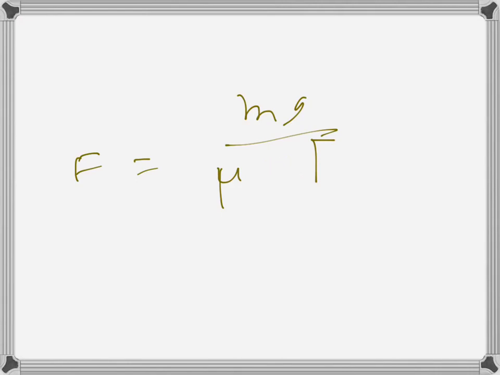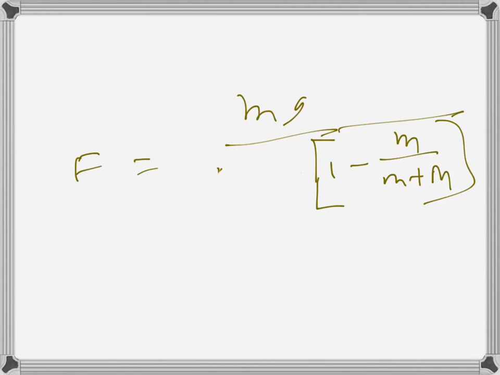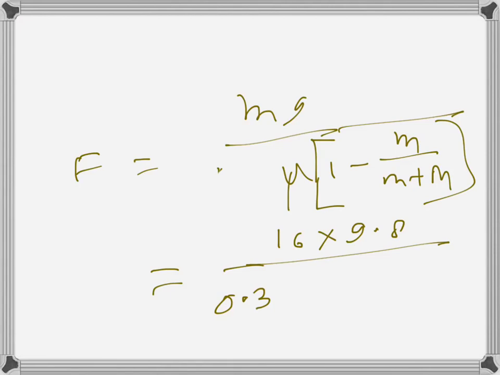So basically, if we plug in the values, this is 16 times 9.8, where 16 is the lowercase m, then mu is 0.38, and here I have 16, the mass of the smaller block, plus 88, which is the mass of the larger block. When we do the calculation, we get almost 488 newtons.